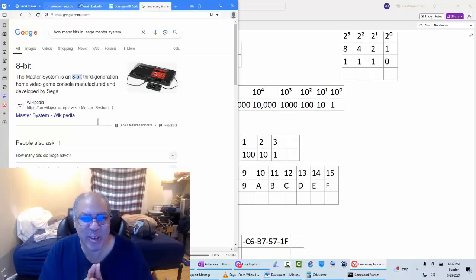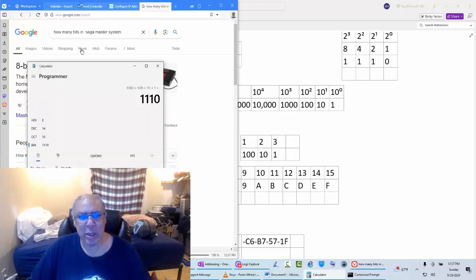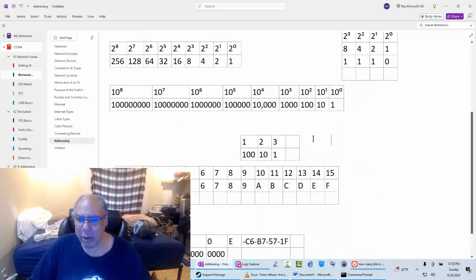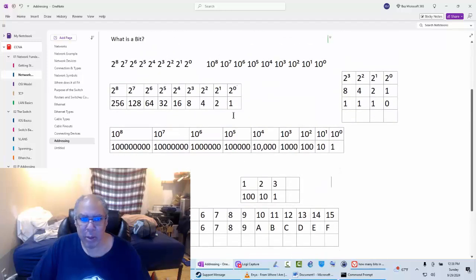God, that thing looks gorgeous, man. I remember having that, man. I remember playing Space Harrier on that thing, man. I used to love it. Okay, so check this out. 8 bits. What does that mean? You know what? We're going to write it out. Okay? All right? It's already written out, actually.